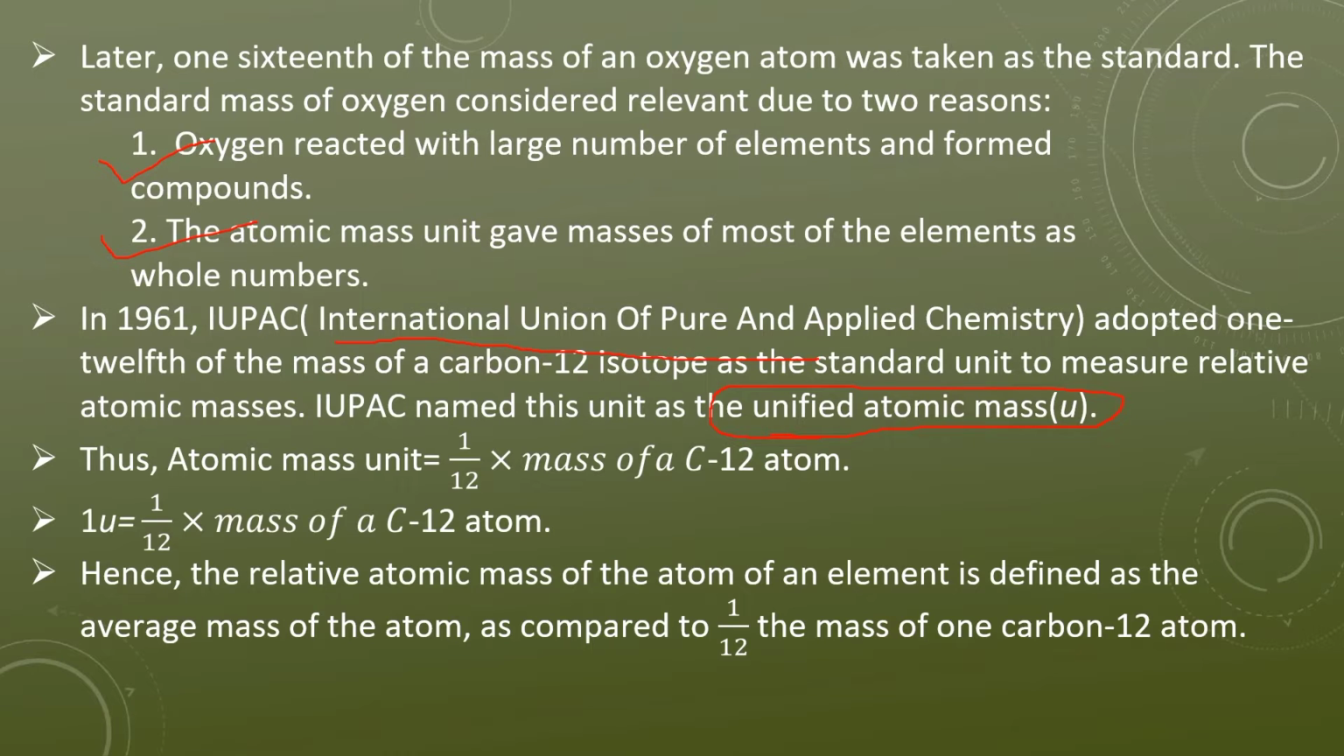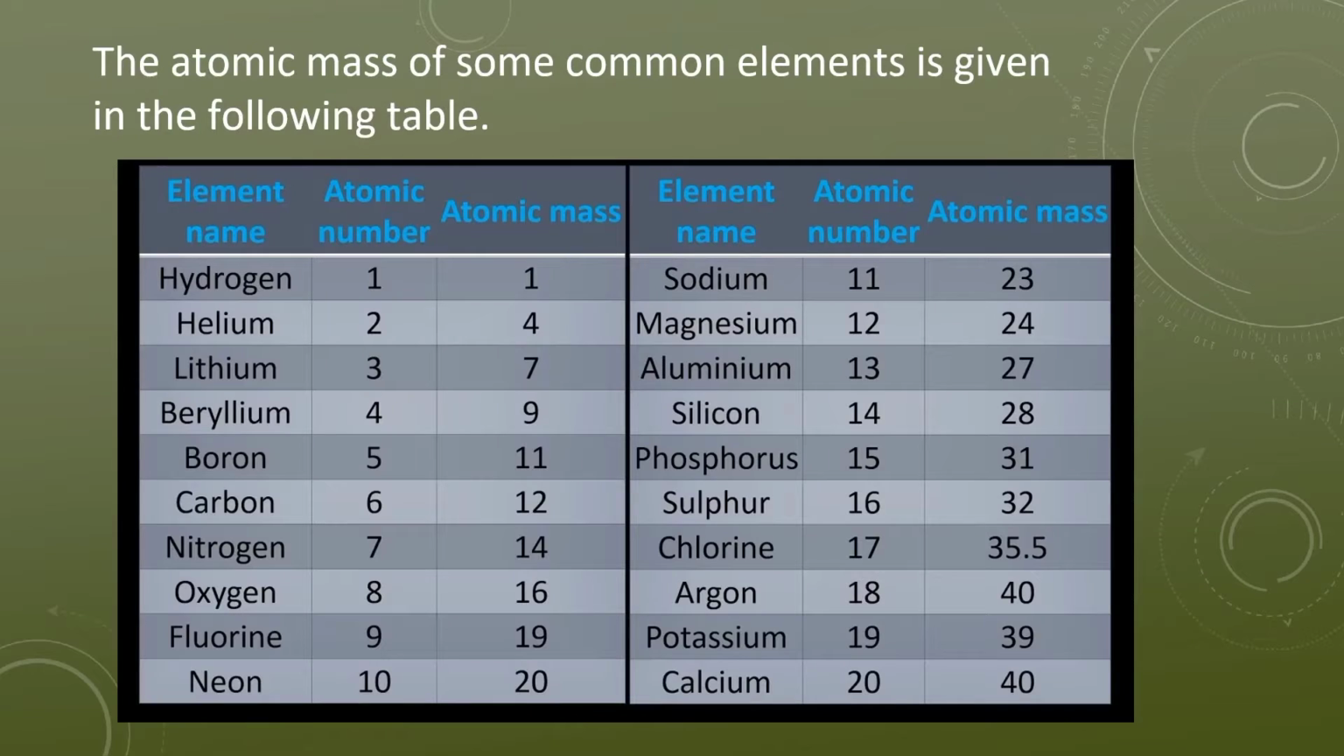Now you see what the relative atomic mass is. The relative atomic mass of an atom of an element is defined as the average mass of the atom as compared to 1 by 12 of the mass of carbon 12. So later on, this is what you can see: the mass of hydrogen, lithium, beryllium, boron, carbon, nitrogen, oxygen, fluorine 19, neon.